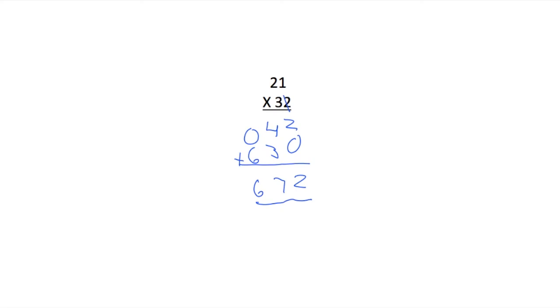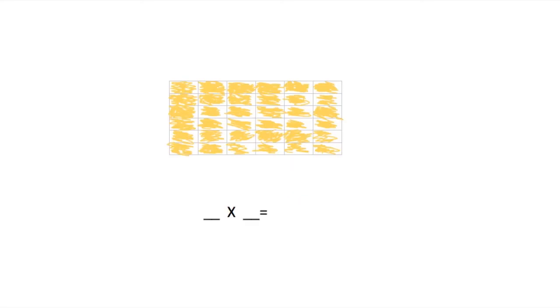Do not do it in your mind, because you might get the problem wrong. It's easier to put it down on paper and see your mind clearly. Okay, let's now start with arrays. Arrays are multiplication problems, but they're shown in a picture. In this array, we're trying to find what the multiplication problem is and what it equals. There's a simple way to find it.